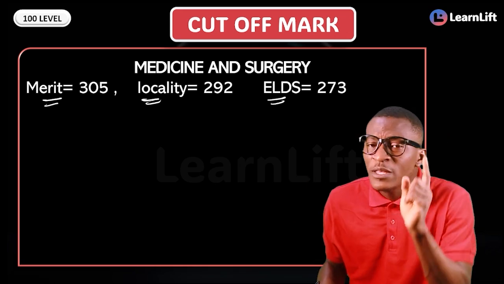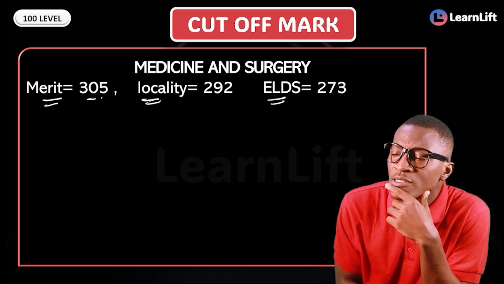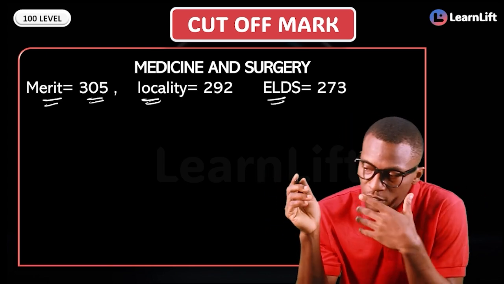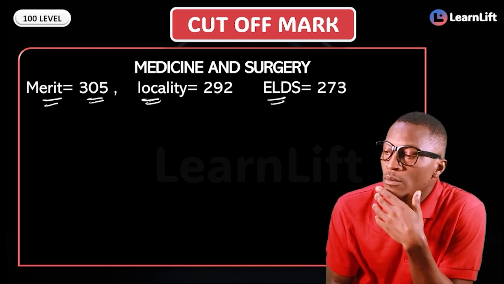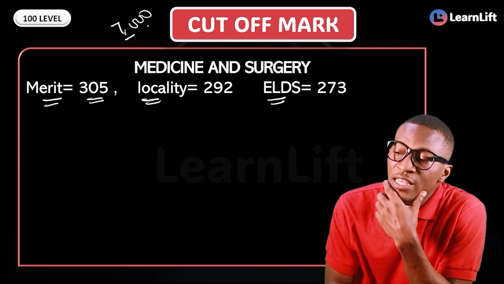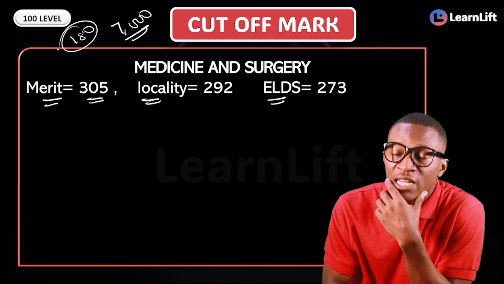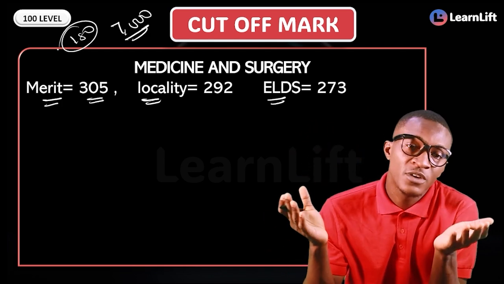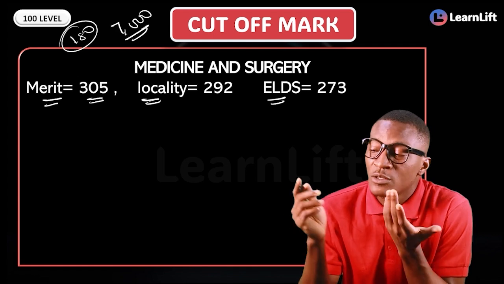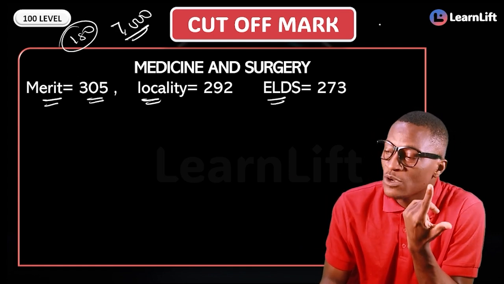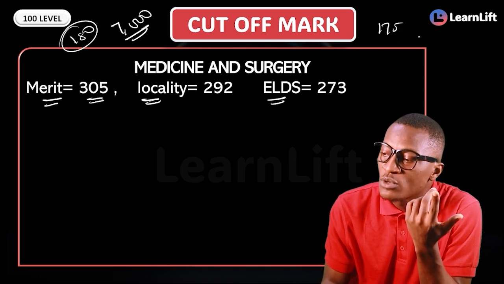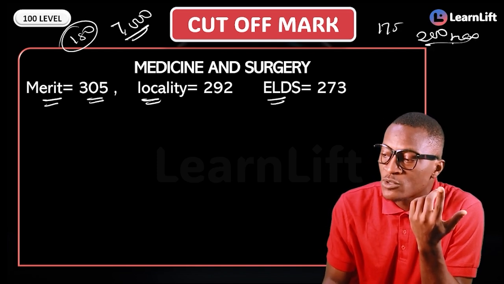Now look at it. The first thing there is merit. And what is merit? Merit is 305, regardless of where you are coming from. Let's say about 7,000 applicants apply to University of Calabar for medicine, and they need roughly just 150 students to be admitted, because University of Calabar's graduating quota is 150. So they're going to take the highest 150 to 175, maximum of 175, or say 200 max, because some students are going to drop.